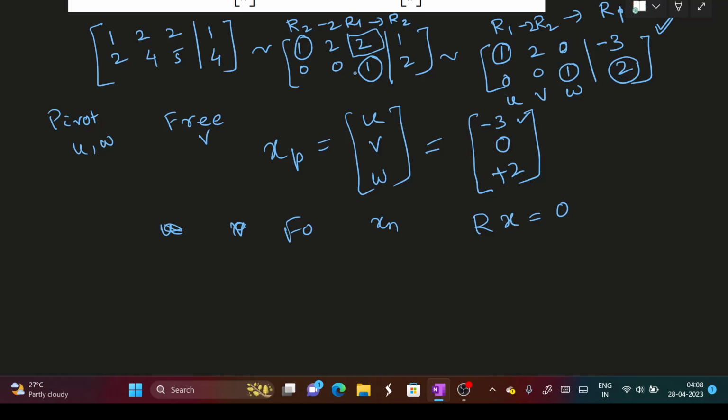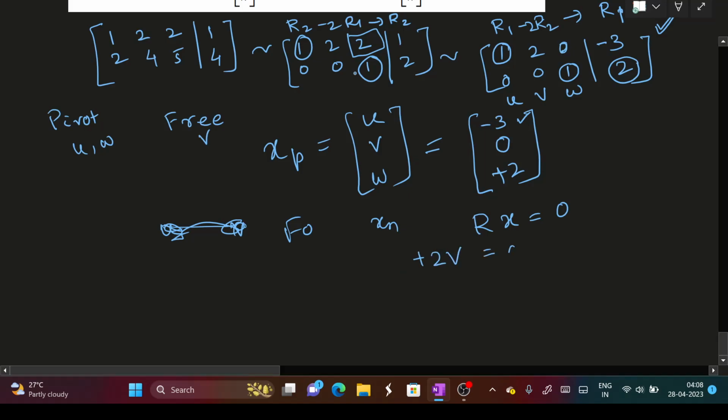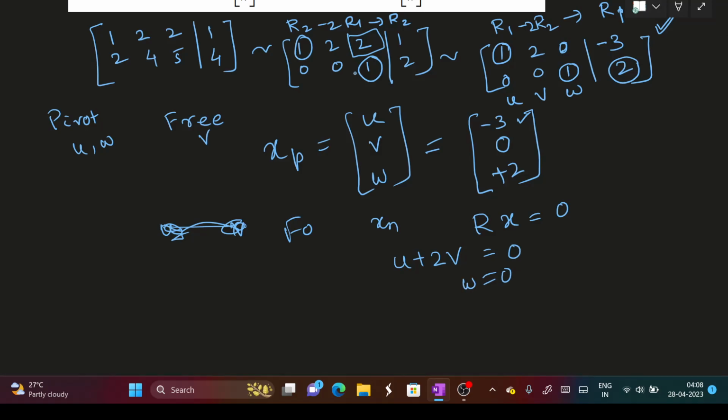So what will I get from the equations? Please observe. Here the first variable is U. U plus 2V is equal to 0. Another is W is equal to 0. So here W is equal to 0. I am getting what I require.